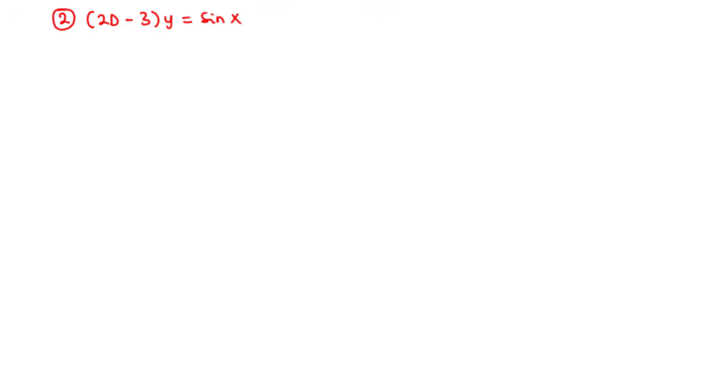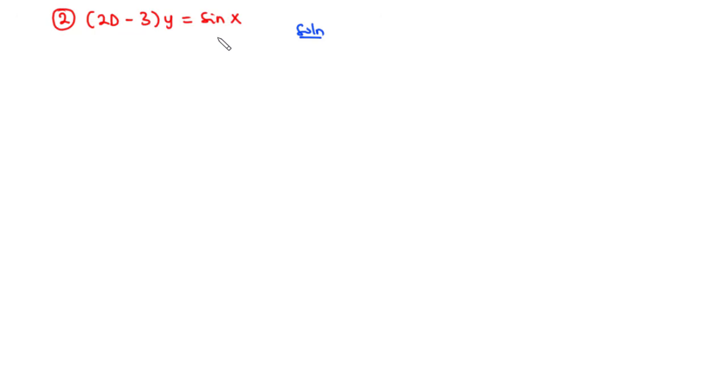So for example 2, this time we have a linear differential equation where the function g of x is equal to either a sine or a cosine function. So how do we solve such a differential equation? Using the D operator method. So we are given the differential equation (2D minus 3) times y equals sine x.